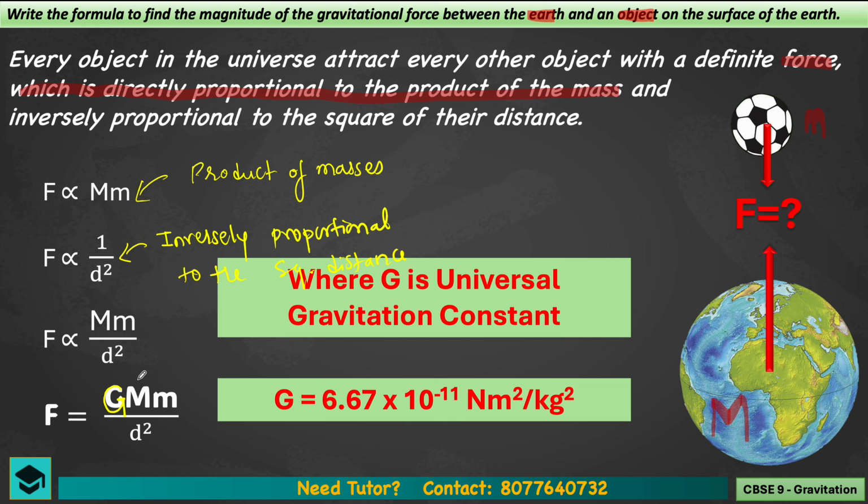I hope you all are clear with this formula. This is one of the important formulas. It basically gives the force between two objects, that is, the force of attraction between two objects. In addition, we need to memorize G as the universal gravitational constant, and the value is 6.67 into 10 raised to power minus 11 Newton meter square per kg square.